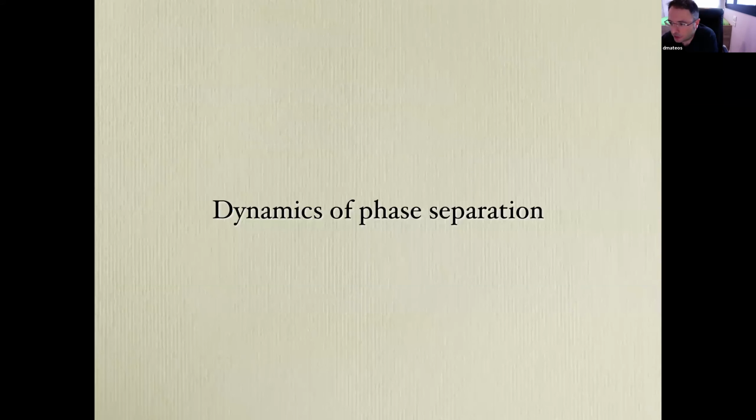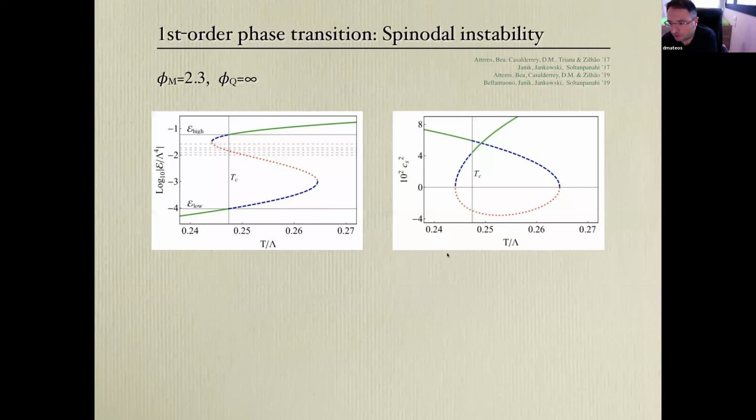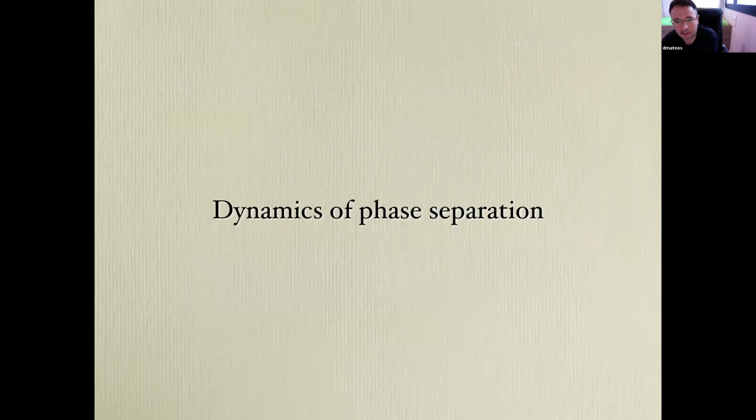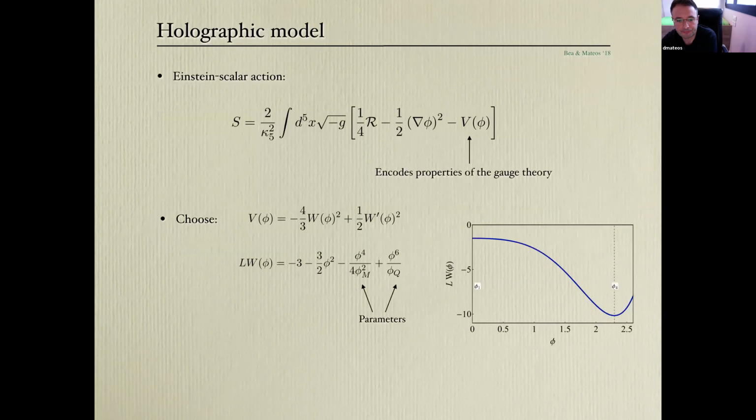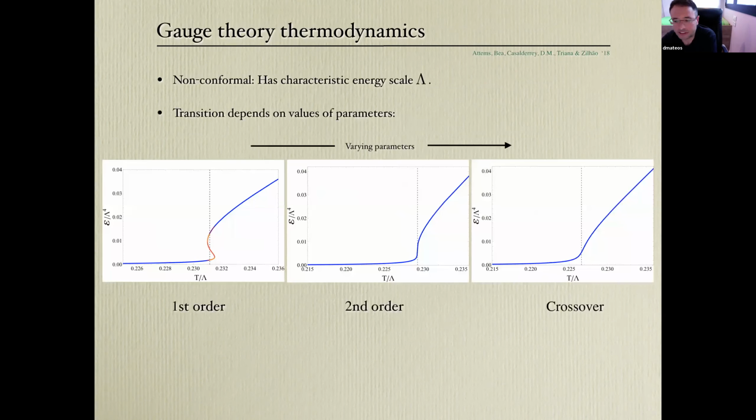Okay, so let me talk about phase separation. Now I'm going to restrict myself for just a little while to a specific model that has phi_m equal to 2.3 and phi_q going to infinity. What this means is that in this potential, I'm dropping this term. So I'm taking a limit in which this term is absent, and I'm just taking this part of the potential with phi_m equal to 2.3. This is one choice that gives you a first order phase transition that I'm interested in studying.